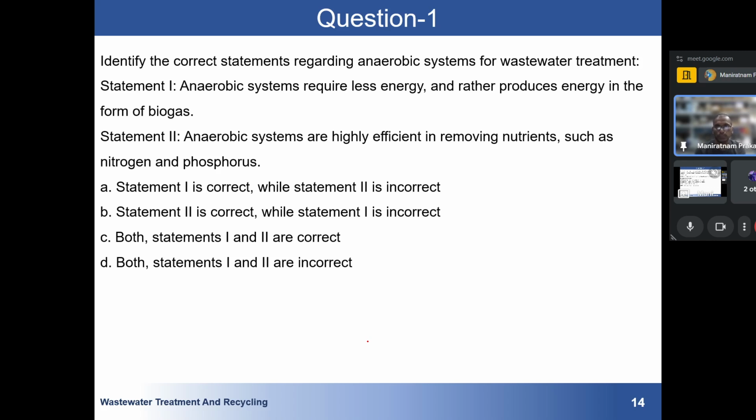The first question is to identify the correct statement regarding the anaerobic system for wastewater treatment. The first statement: anaerobic systems require less energy, rather produce energy in the form of biogas. The second: anaerobic systems are highly efficient in removing nutrients such as nitrogen and phosphorus. Remember when we were discussing the advantages and disadvantages of UASB. Yes, we have got one answer, that is A.